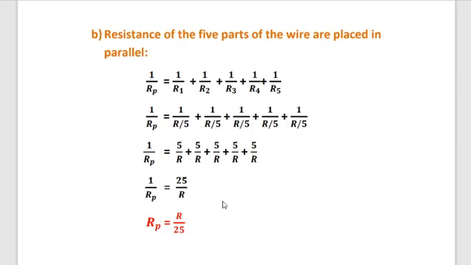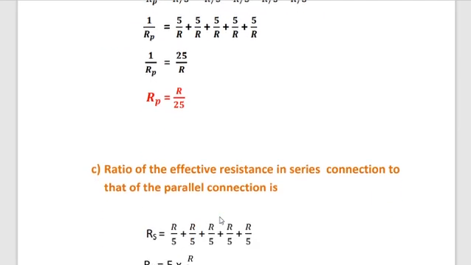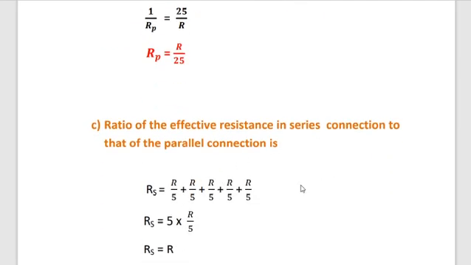What is the value of Rp? We write the reciprocal format of this case. Rp divided by 1 or Rp is equal to R by 25. Then ratio of the effective resistance in series connection to that of the parallel connection is.